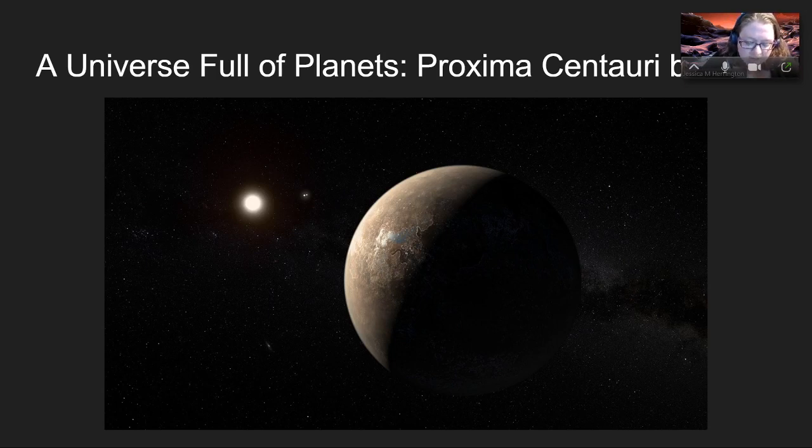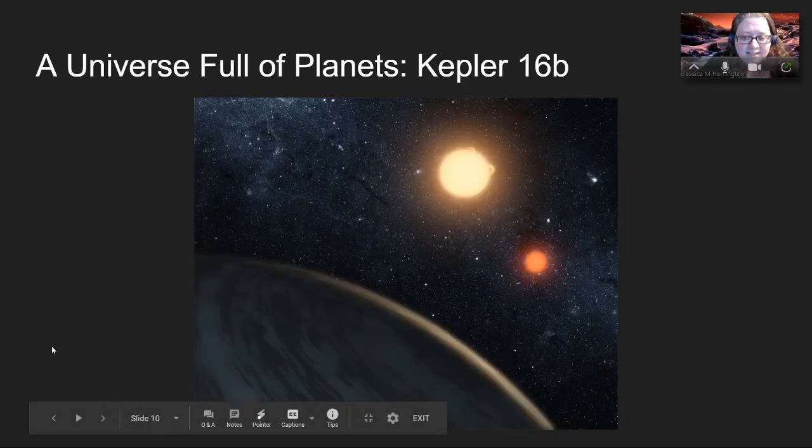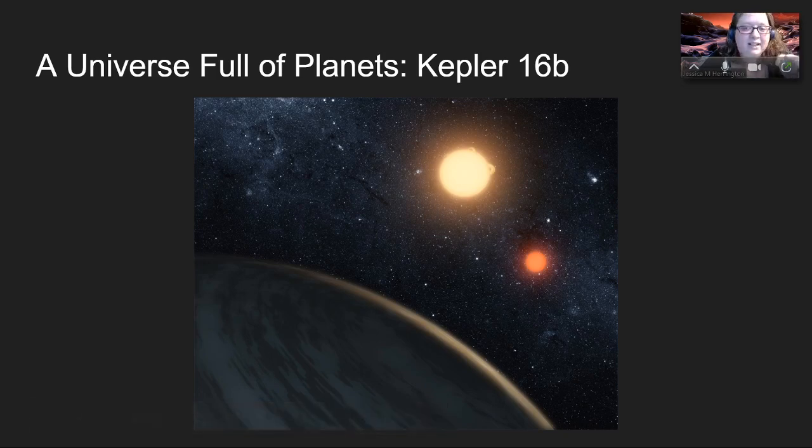After our Earth-like ones, which are exciting, let's head into some other kind of weird ones, some actual weird ones. And so the next one to look at is Kepler 16b. Now, this one is exciting because it was the first planet found around a binary star system. A binary star system is two stars that orbit around each other. And so this was the first planet found orbiting around this star system.